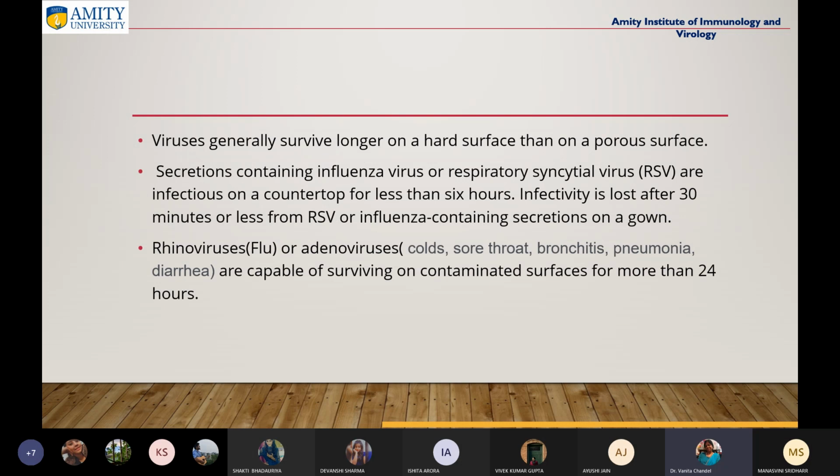Viruses generally survive longer on a hard surface than on a porous surface. Secretions containing influenza virus or respiratory syncytial virus are infectious on a countertop for less than 6 hours. Infectivity is usually lost after 30 minutes or less from RSV or influenza containing secretions on a gum. Rhinoviruses, flu viruses, and adenoviruses, which cause colds, sore throat, bronchitis, pneumonia, and diarrhea, are capable of surviving on a contaminated surface for more than 24 hours.